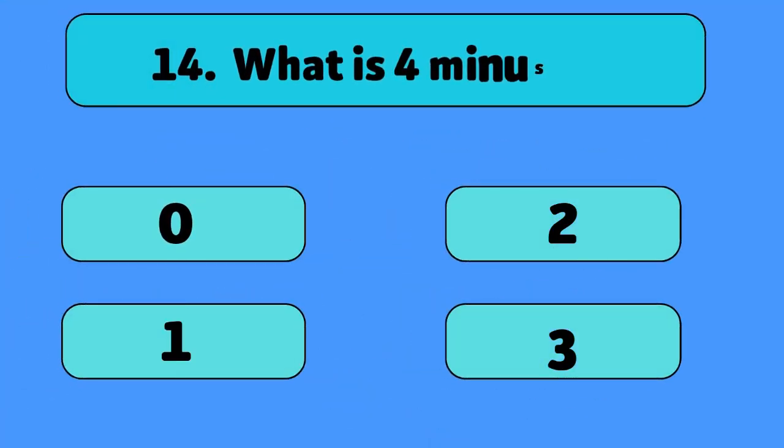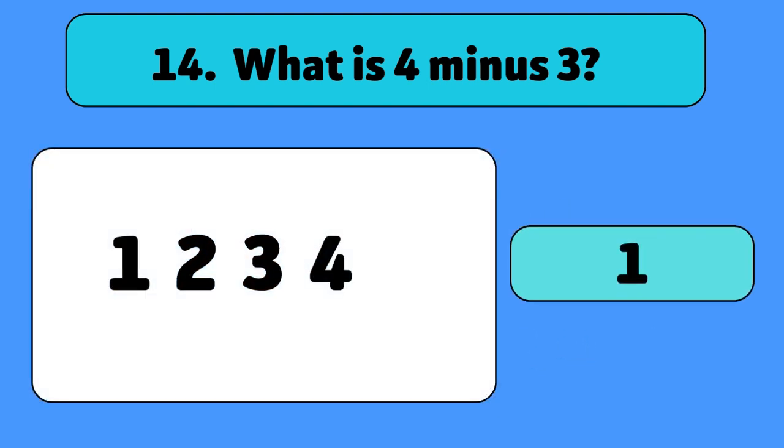What is 4 minus 3? One. Start with 4 and take away 3. And we're left with 1.